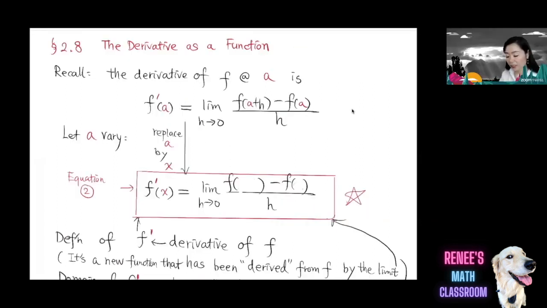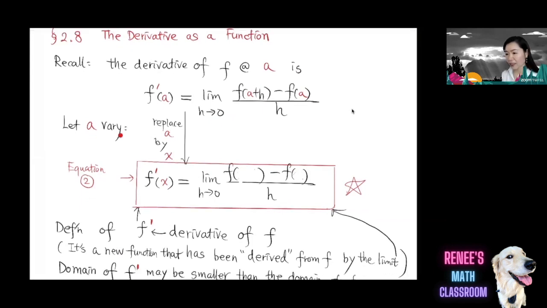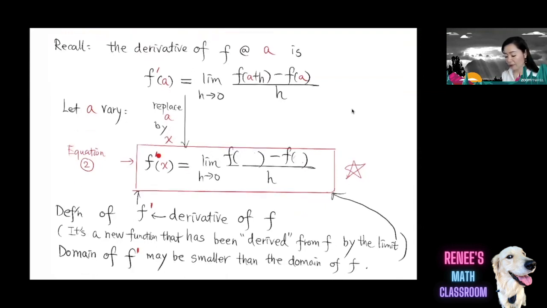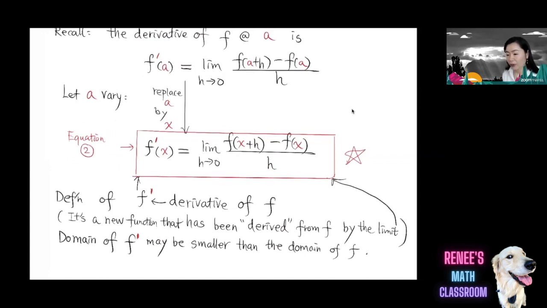2.8, the derivative as a function. So recall from 2.7, the derivative of the function f at a is defined to be the limit of this quotient as h approaches 0. Now we're going to let a vary. We're going to replace this a by x. Then this becomes f prime of x equals the limit as h approaches 0 of f of x plus h minus f of x, over h. Now let's call this equation 2.